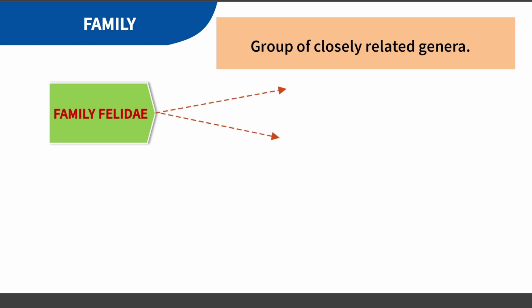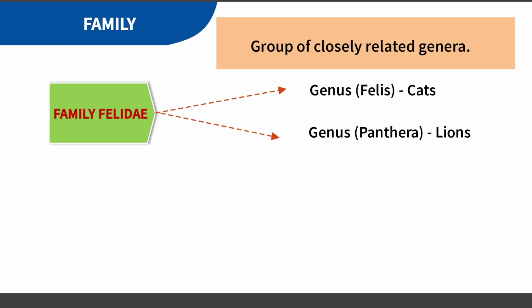If you see in this family Felidae, there are two genera. One is genus Felis, that is cat. Another one is genus Panthera, that is lion. So lion and cat both belong to a single common family called Felidae, but they are different genera, but they are closely related. So they will come under the same family, that is family Felidae. I hope this is very clear, right?